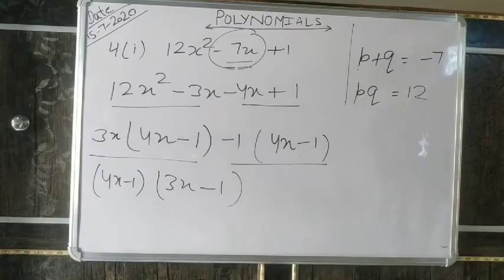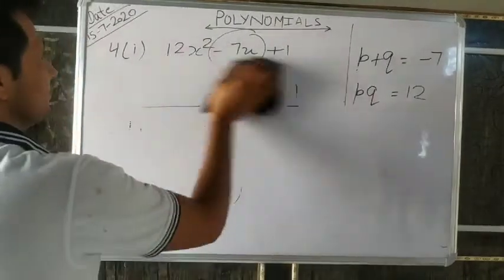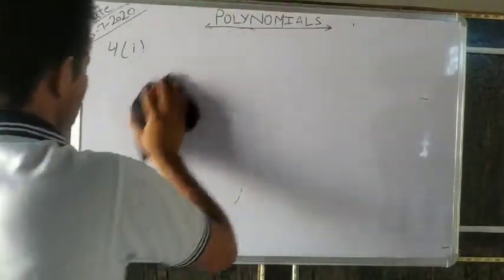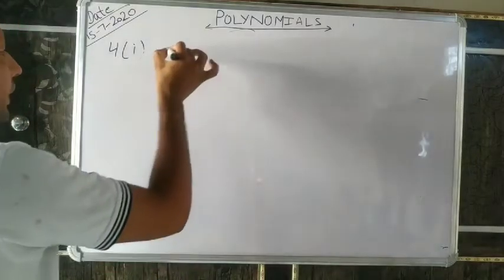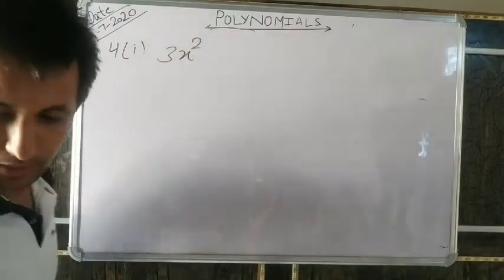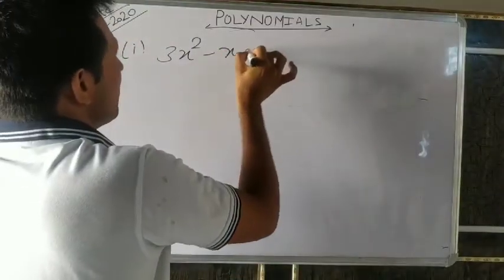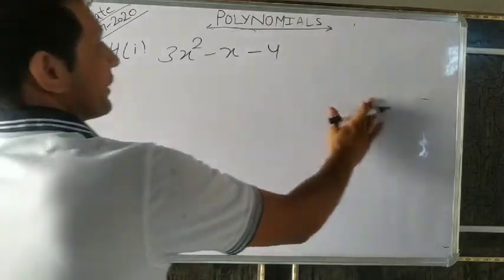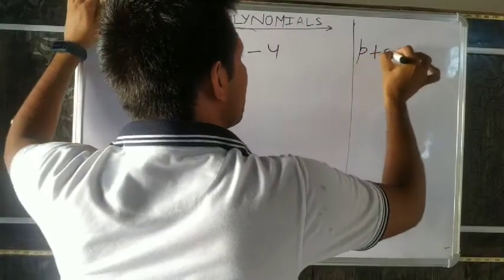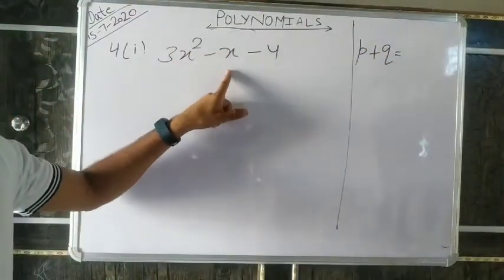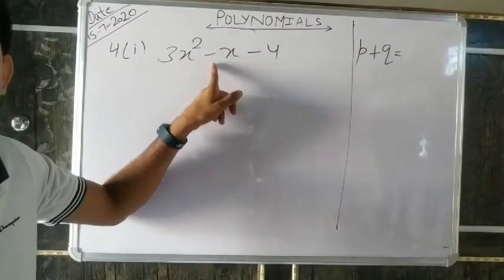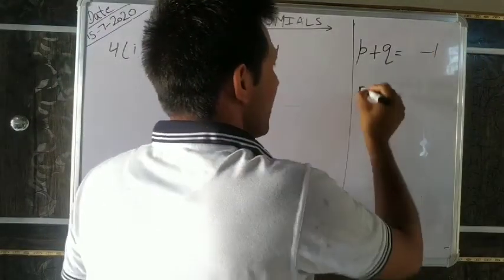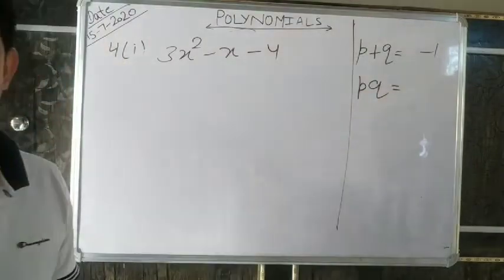One more part for the fourth question. Which one? Factorize the fourth part: 3x square minus x minus 4. Factorize this quadratic polynomial. How will we? It means sum of two numbers, p plus q, is the middle term. What is the middle term? x, but x is multiplied by 1, and here it is negative, so minus 1. And the product of these two numbers is the first and last term.